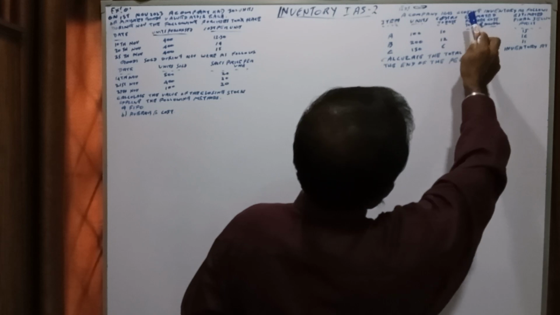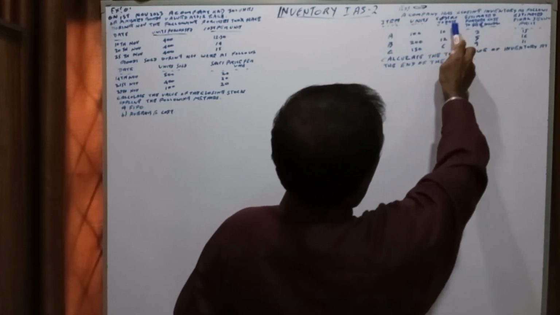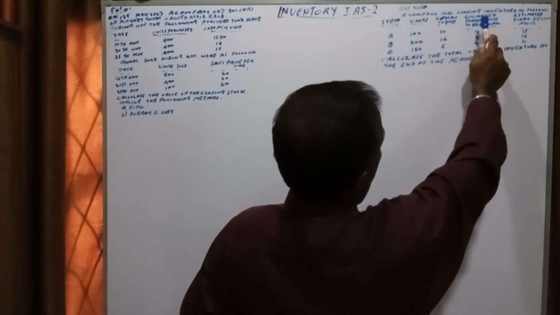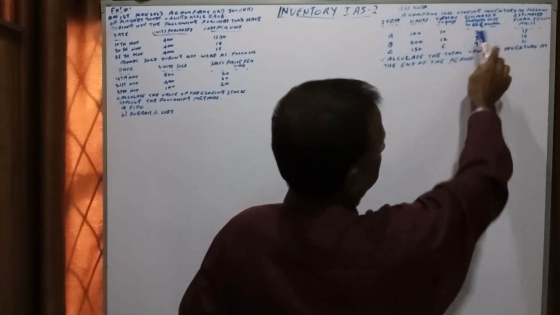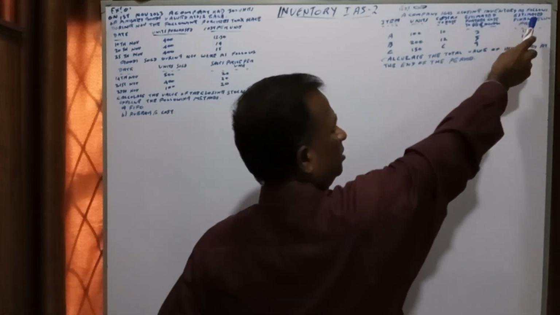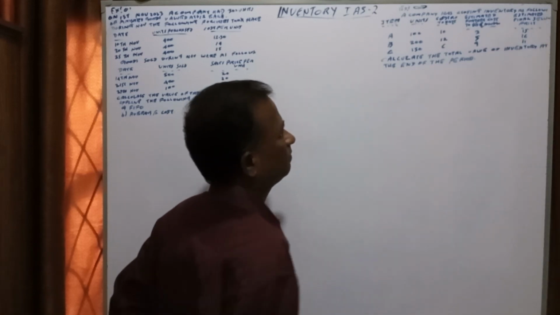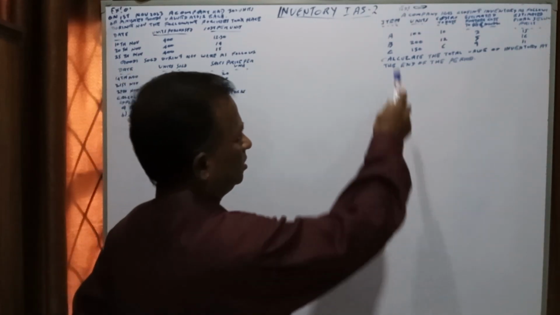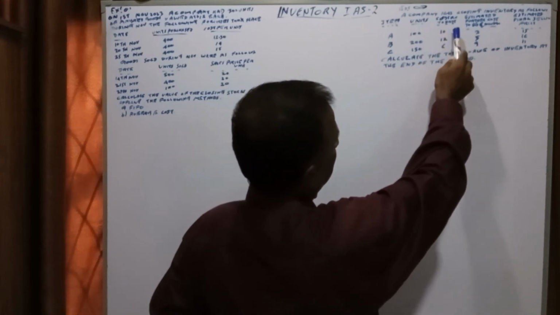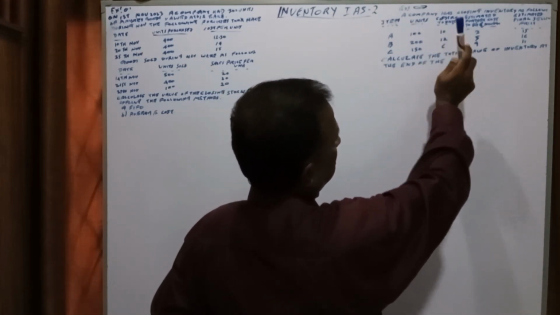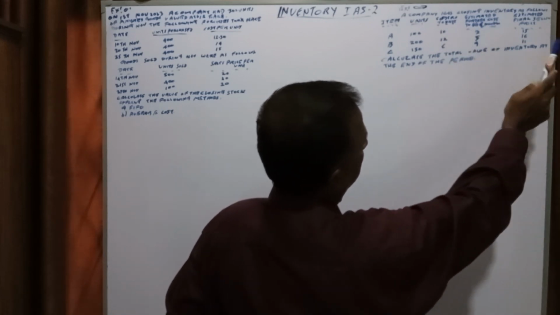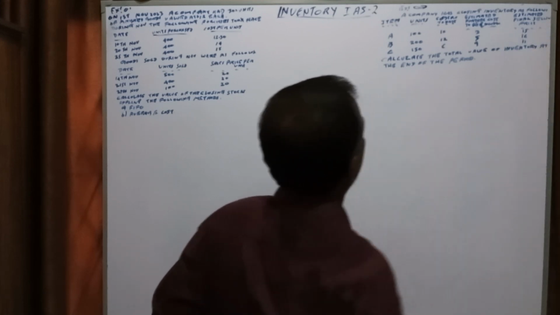cost per unit. This is cost per unit. This is the estimated further cost to be incurred, right? This is the estimated final selling price, right? Product A: they say they have 100 units at a cost of 10, and estimated further processing cost is 3, and estimated selling price 15.